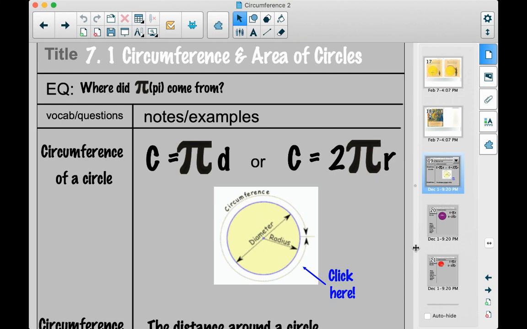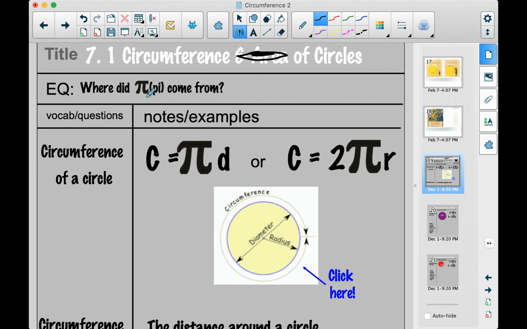Good morning, everybody. Today we are going to start talking about circles. So we've got a couple things we're going to do. We're going to talk about circumference of a circle today, and we're going to talk about the area of a circle tomorrow. So please make sure you have your topic and essential question down. Again, we're just going to talk about circumference today. You can leave off area. We'll deal with that tomorrow. The circumference of circles today. And the essential question is, where did pi come from?